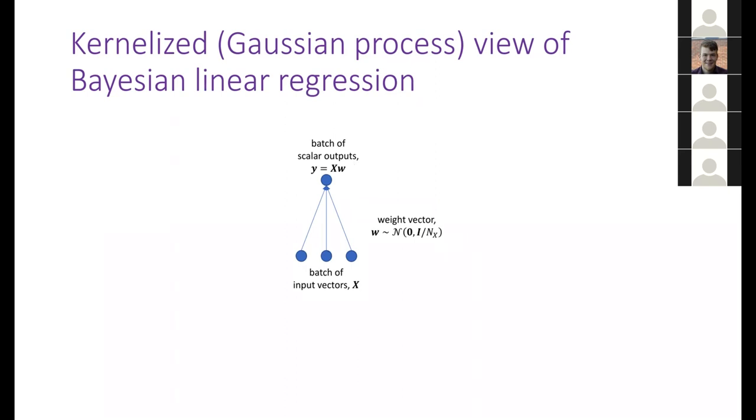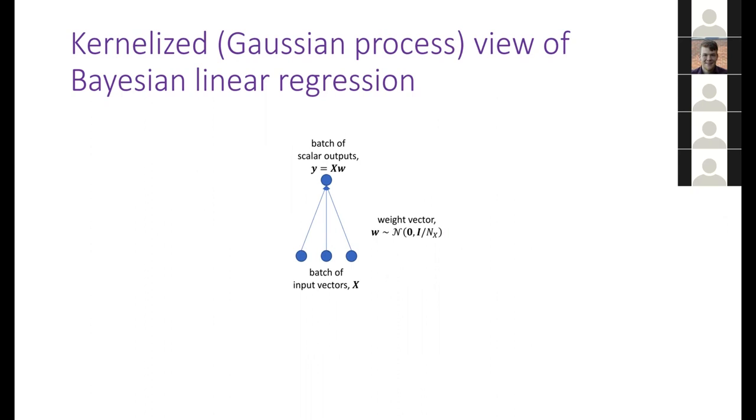Under the prior, I'm going to assume that this weight vector is IID Gaussian, and I'm going to divide the variance here by the number of input features, just so that the outputs behave sensibly for any number of input features. So the outputs have roughly the same scale, no matter how many input features we have.